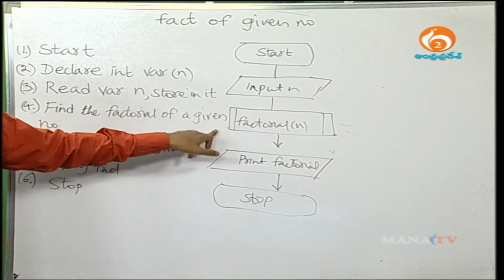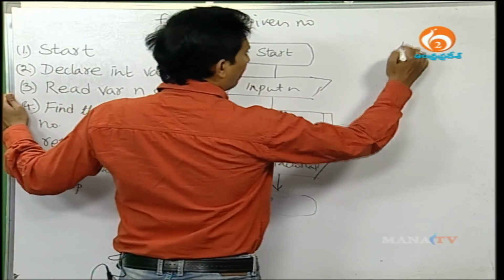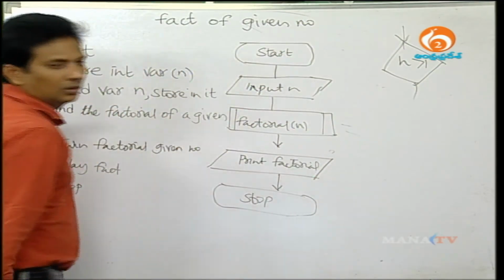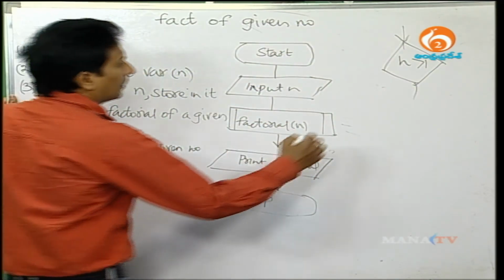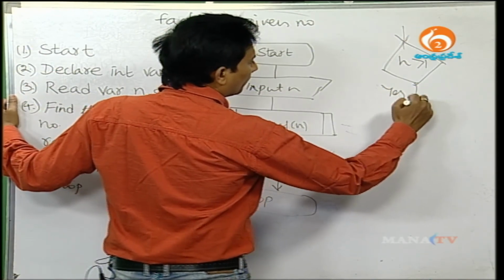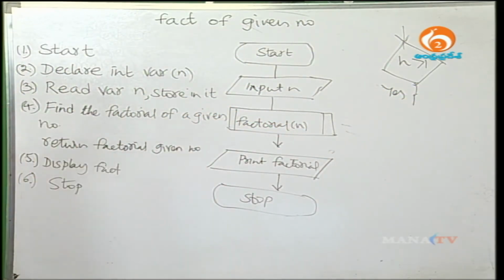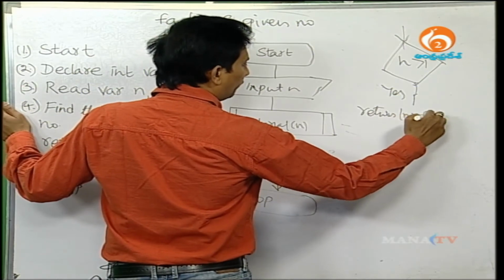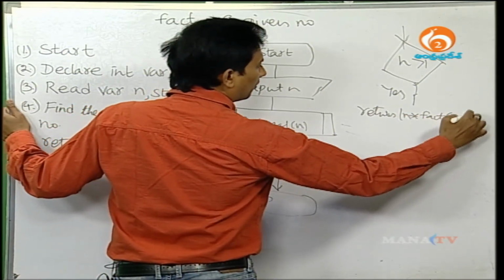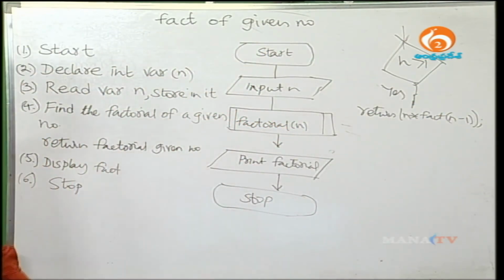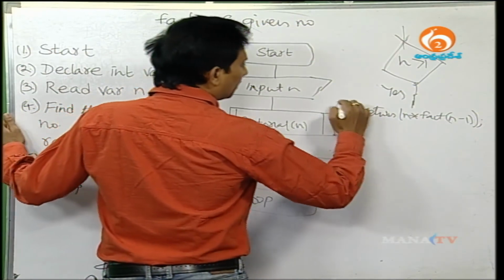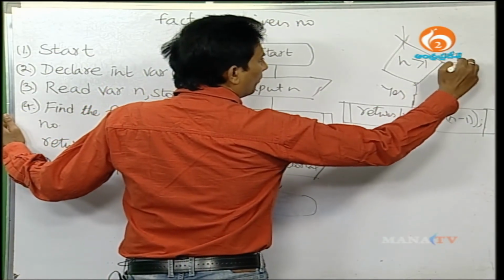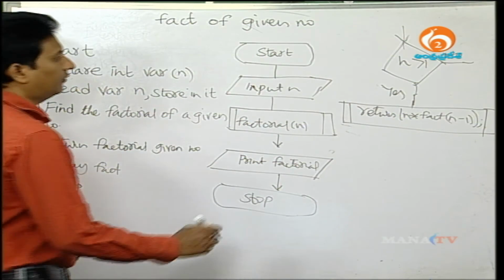This is a function call. Is n greater than 1? For every recursion function, we should have one condition. If yes, return n star fact of n minus 1. This also contains a function call. If no, return 1.